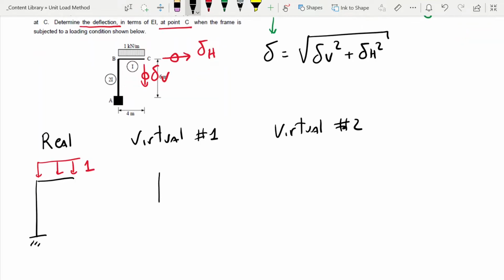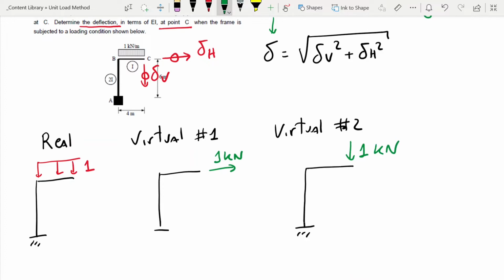Now our first virtual structure, we're going to use this one for the horizontal displacement. So we're going to put a load of 1 kilonewton at point C in the horizontal direction, while the virtual structure number 2, we're going to use it for the vertical displacement. So we're going to use 1 kilonewton pointing downwards. And in this case, we need to remember that the column has 2EI, while the beams just have EI as their flexural rigidity.